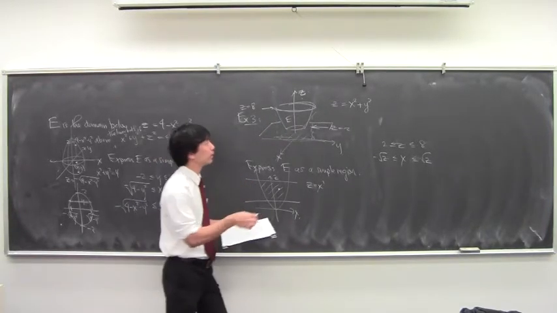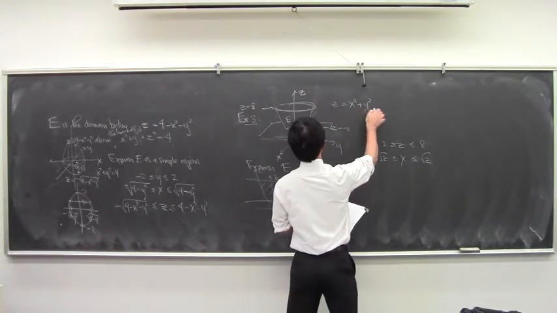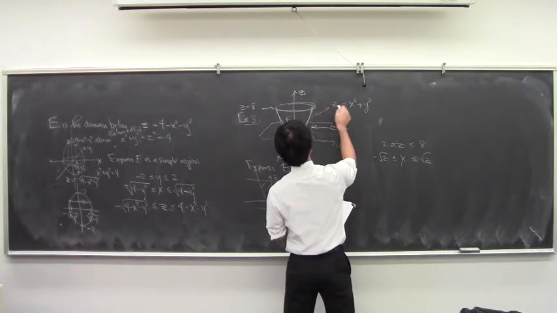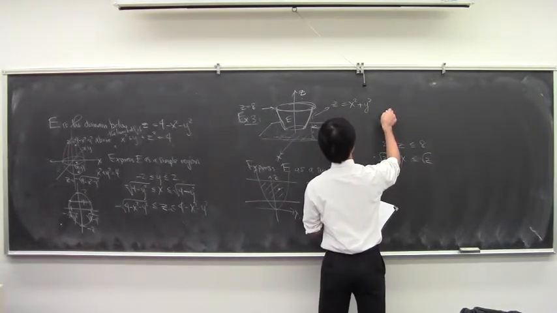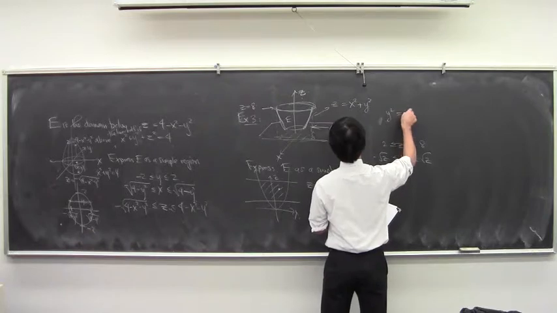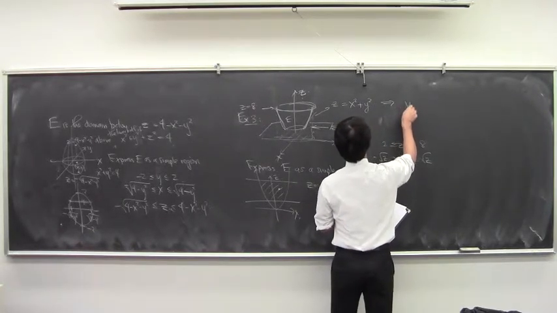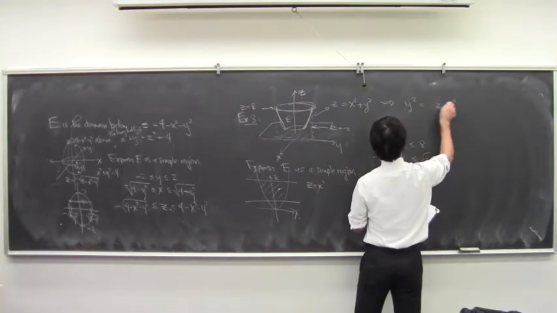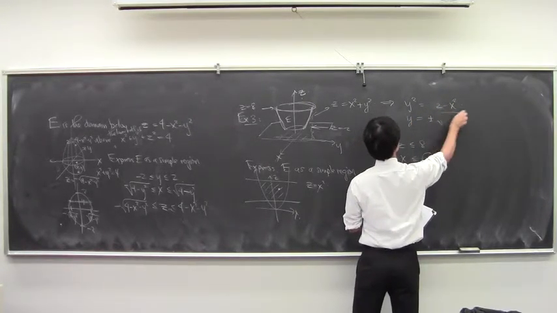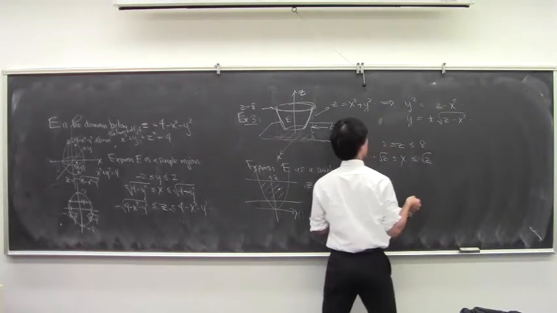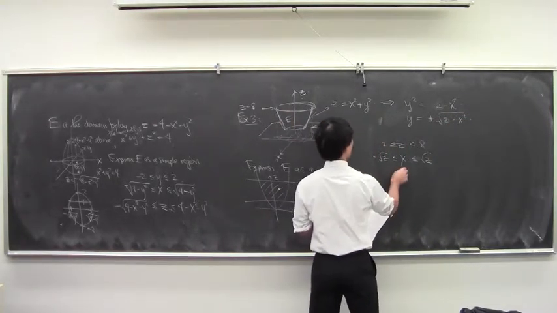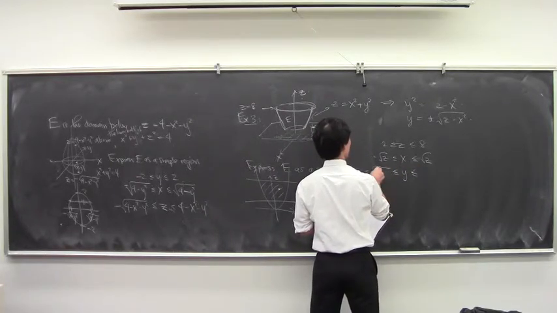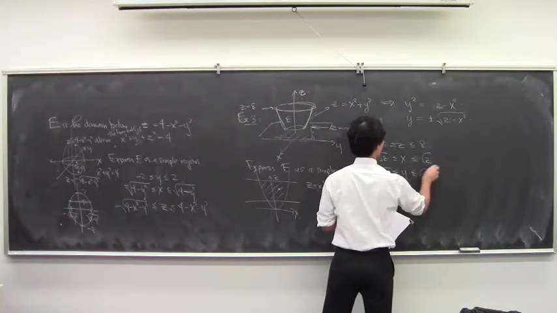Negative square root of z minus x squared. Right, if x and z are fixed, this thing is described by this, so we know that y squared is z minus x squared. So y is plus or minus the square root of z minus x squared. So y's range then is going to be from negative square root of z minus x squared to positive square root of z minus x squared.